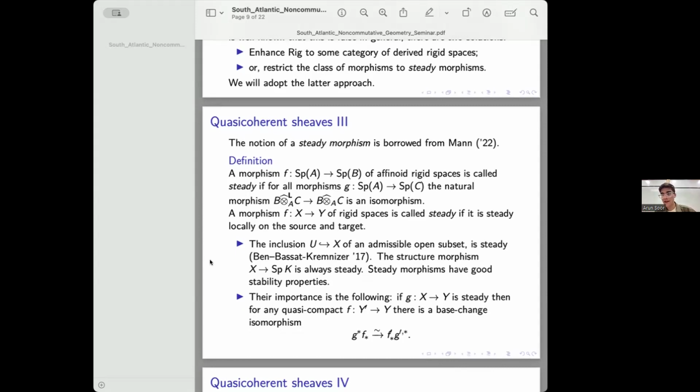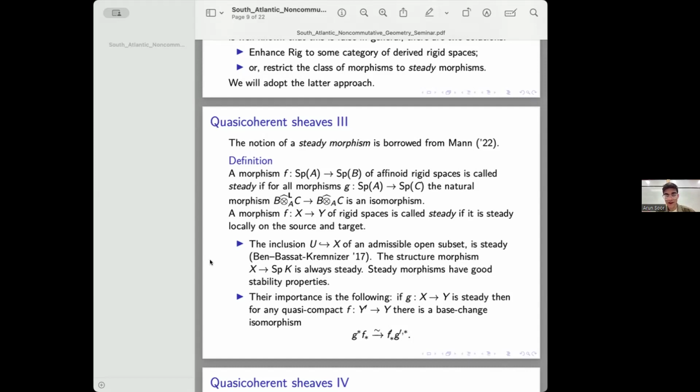In order for this to be a useful notion, we have to provide some examples of steady morphisms. The inclusion of an admissible open subset is always steady; this is a corollary of the work of Bambozzi and Kremnizer. Also the structure morphism of any rigid space is always steady. Steady morphisms also have good stability properties: they are stable under composition, stable under base change, and they satisfy a kind of two-out-of-three property.